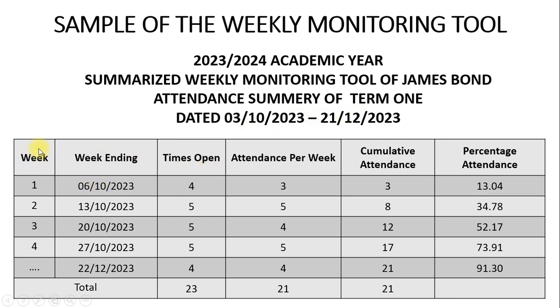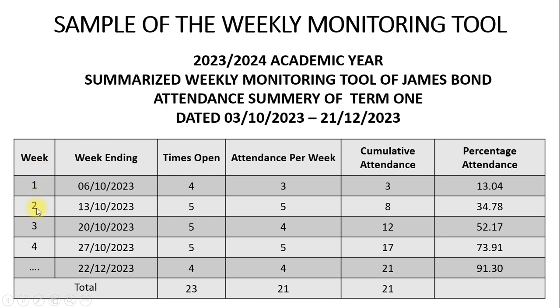You create a table with 6 columns: 1, 2, 3, 4, 5, 6. The first column is week, the second column is week ending, the next one is times open, the fourth is attendance per week, the fifth is cumulative attendance, and a percentage attendance. You prepare it the way you prepare a scheme of learning. So that is the scheme of work.